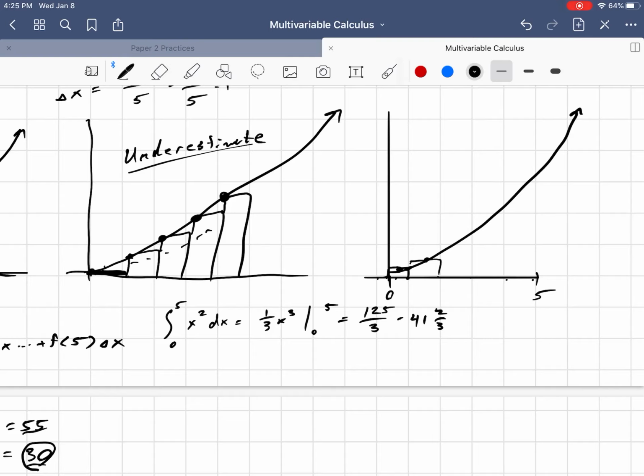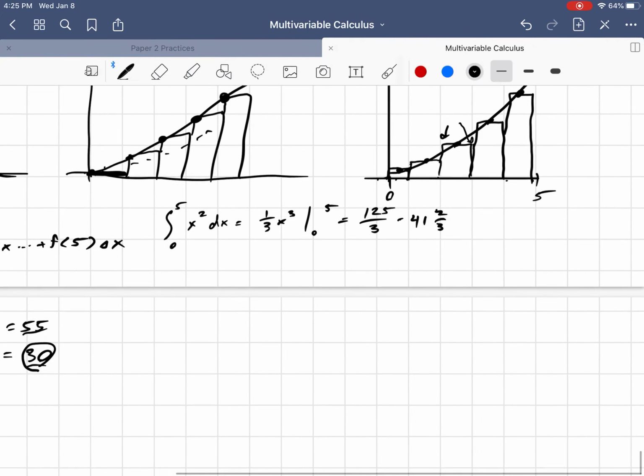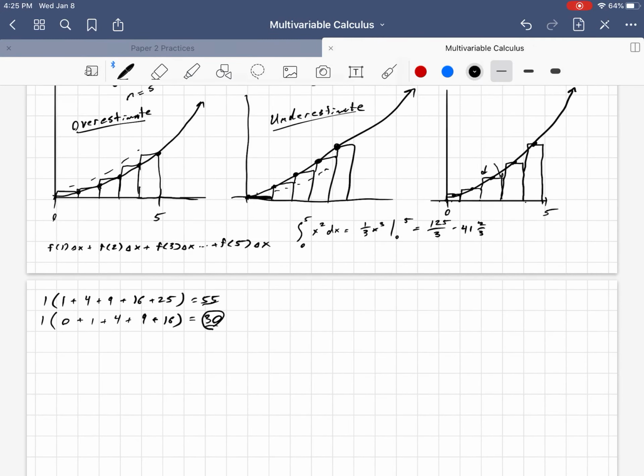The second rectangle will be touching here. So some's going to be above, some's going to be below. The third rectangle will be here. Fourth here in the middle. And then 5, like that. So we have some area that's excess, like that little part, and then some area that is underestimating, like that area, for example.